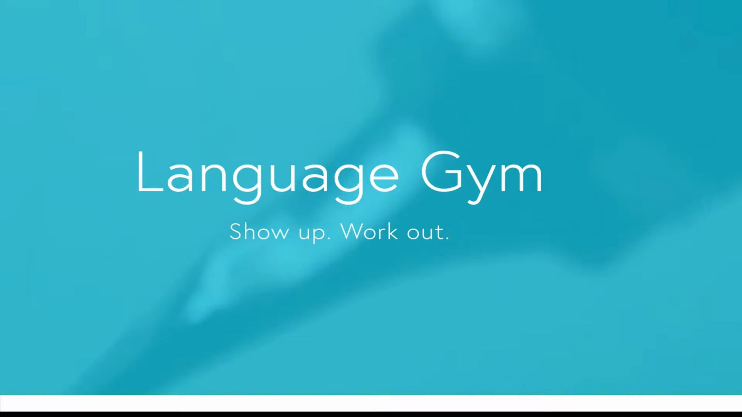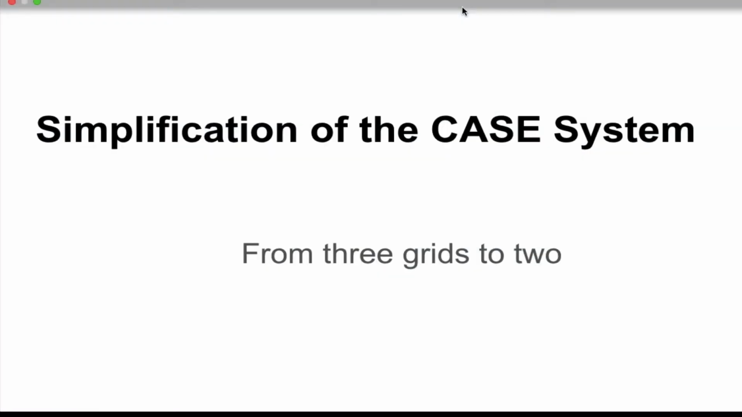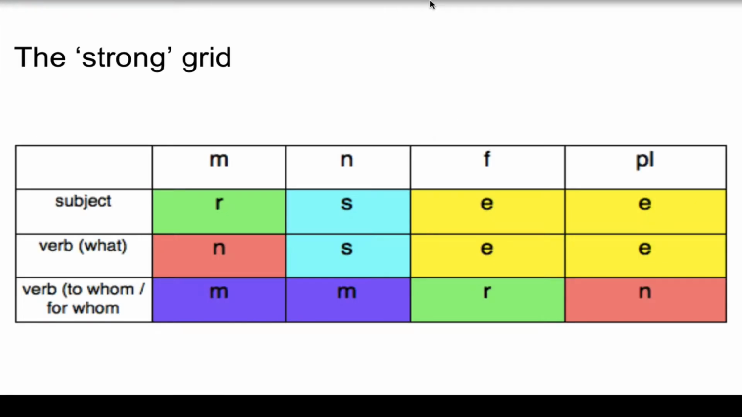This movie is a simplification of the case system. So what we're doing here is we're moving from 3 grids to 2. And we're sure that that's going to make it a lot easier for you to use. Okay, you'll be familiar with this grid, known as the strong grid previously. It's got 12 boxes. It's good for the word the, der Star in German, and you should be very familiar and comfortable with how to use that.